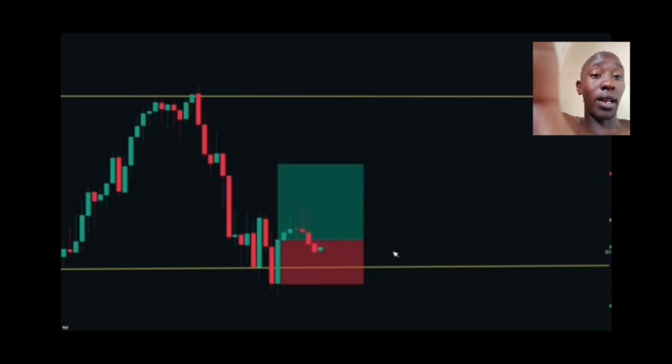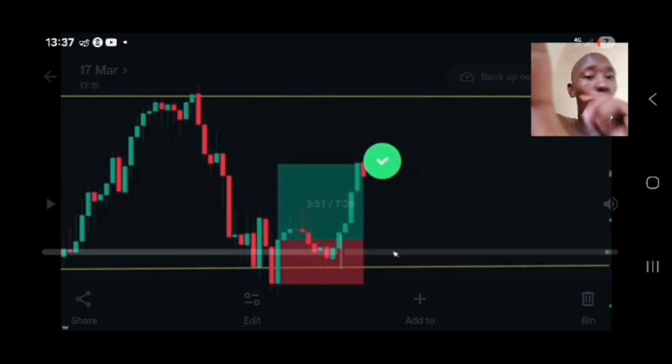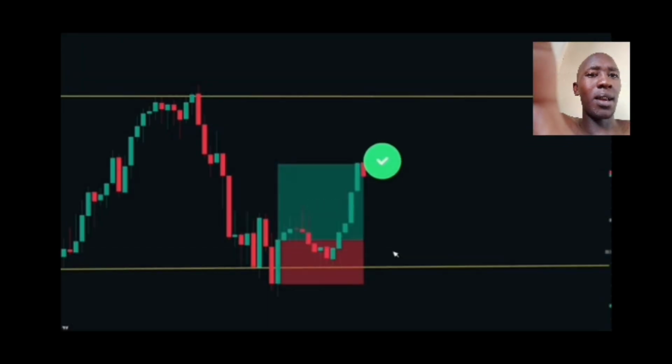Price moves up and boom, hits our... Hold it exactly around that area. Price rejected the market structure shift and then it went straight back for that retest. So this is model one.